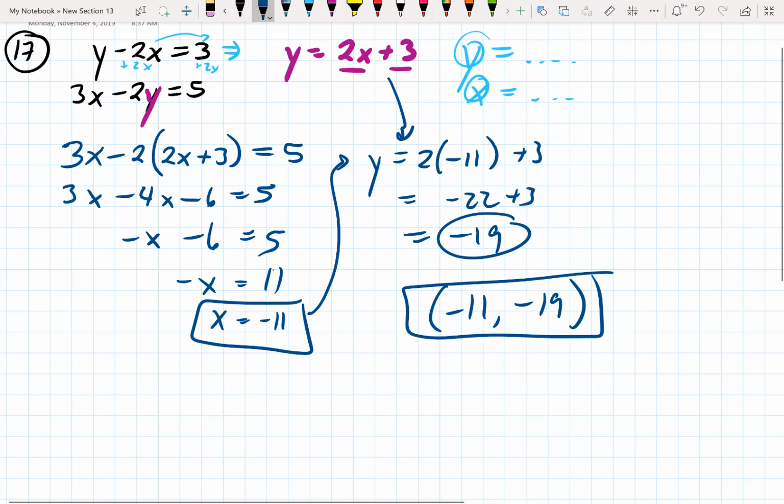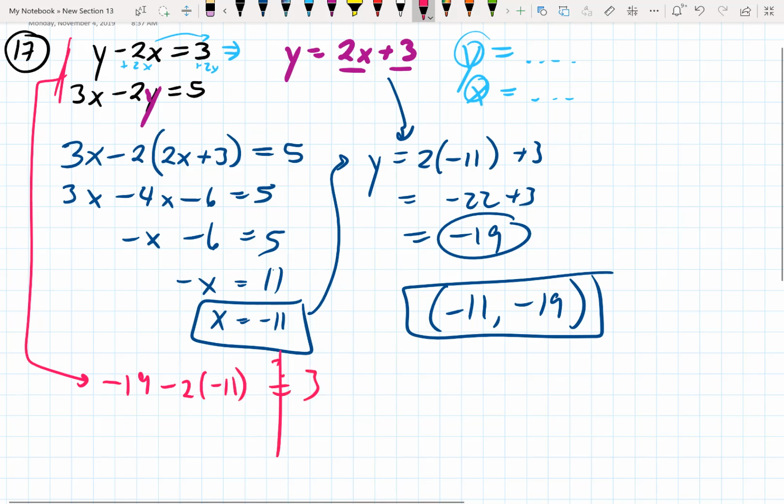And let's check that. So we can put that in to these original guys here, and let's hope. So hopefully -19 minus 2 times -11, hopefully that equals 3. So that's -19 plus 22. Yeah, that equals 3. So it works in the first guy.